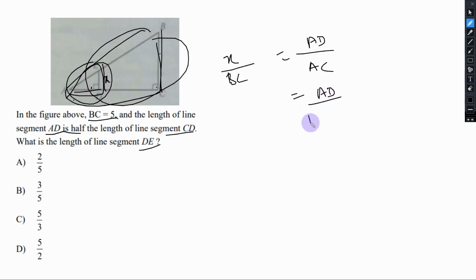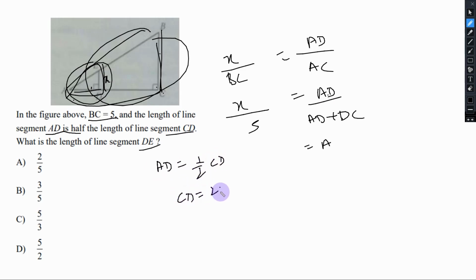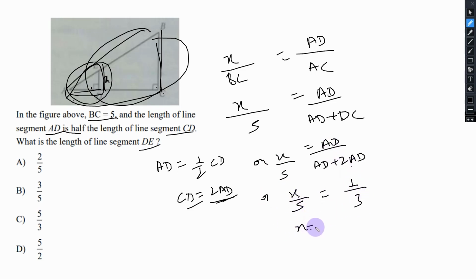So we can write AC as AD plus DC, and X divided by BC. So BC is given as 5 in our question. It is given AD is half the line segment CD. So AD equals 1 by 2 CD, and CD equals 2 AD. So let's write 2 AD instead of CD. So x by 5 equals AD by (AD plus 2 AD), which is AD by 3 AD. So it will be 1 by 3. So the value of x, which means DE, is 5 divided by 3. So C is our answer.